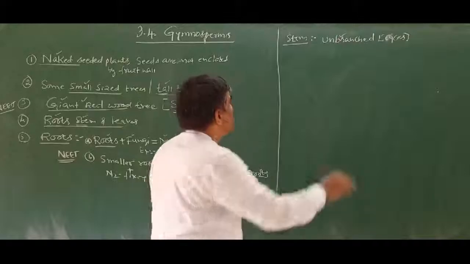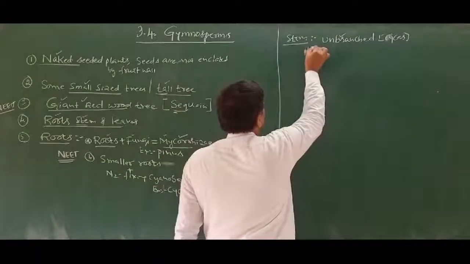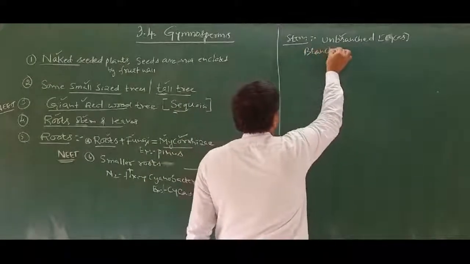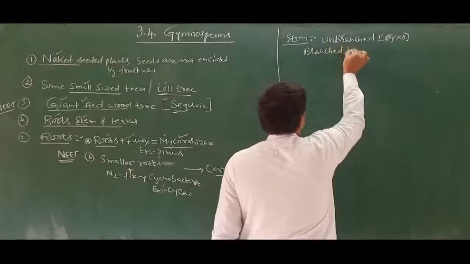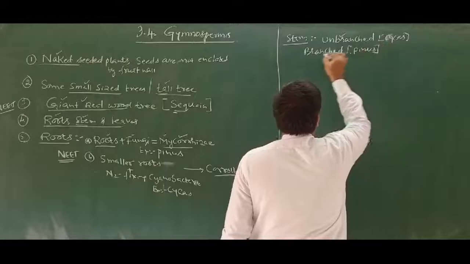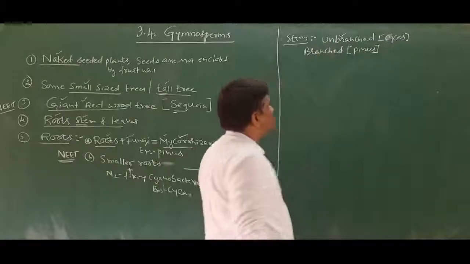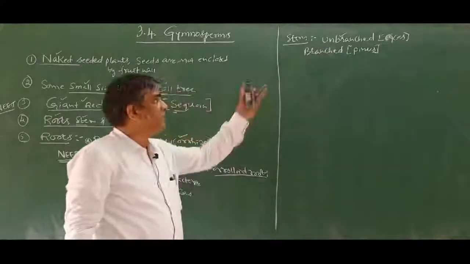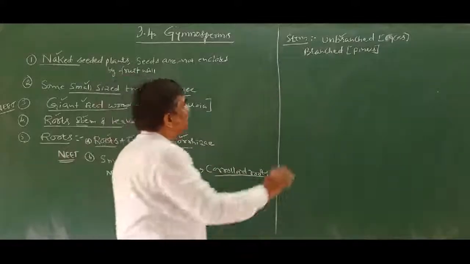Unbranched stem is present, or the stem may be branched. In some gymnosperms, the stem is branched, as in a pinus plant. So in this way, there is a speciality in the stem also. The stem may be branched or the stem may be unbranched.